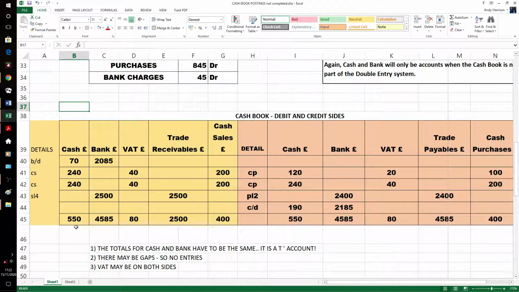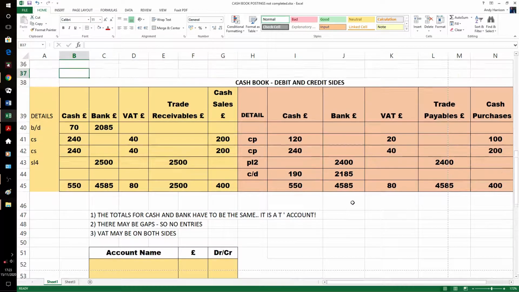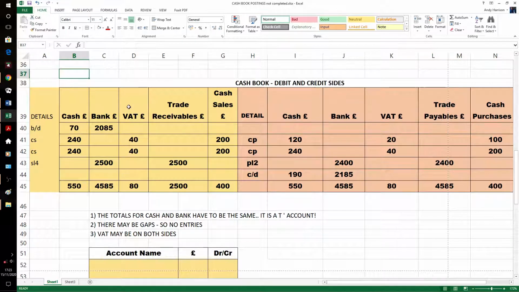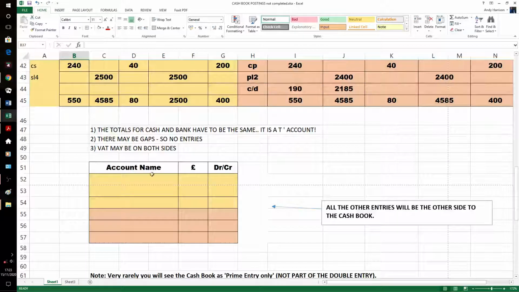And of course the column totals are the same. So they have to be the same for cash and bank. It's a T account. Might be, as we mentioned, some blanks here or there. So let's post them. So colour coded just to help us. All we've actually posted is the VAT, receivables and cash sales. We're still not on the question where it's not a part of the double entry system.